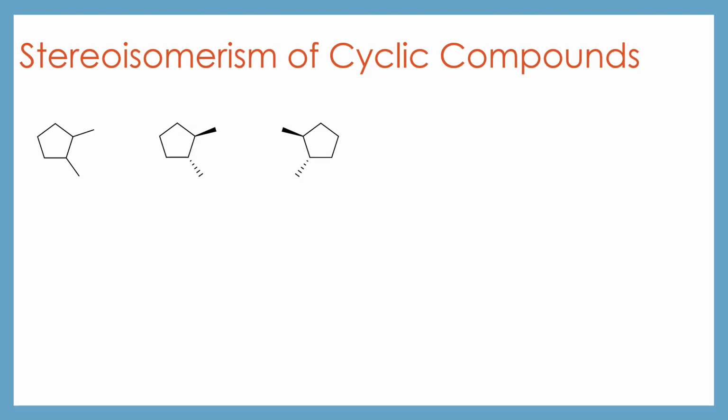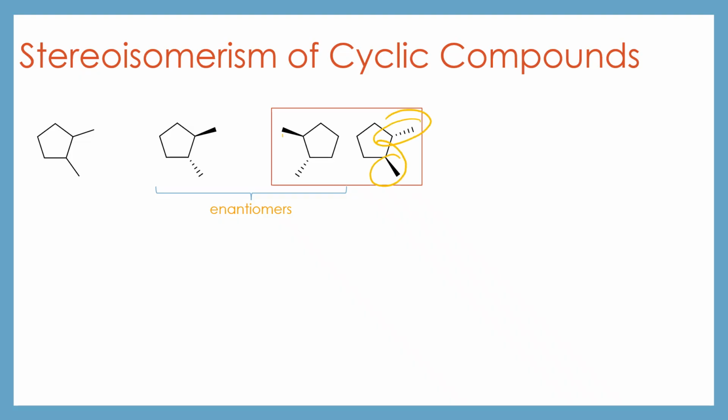If you tried to put them on top of each other, what you'd find is that the wedged bond would go on top of the dashed one, and this dashed one would go on top of this wedged one. So you wouldn't actually get a fully lined up molecule. And this is showing you how if you rotated this or flipped it over like a pancake, you would see how those bonds don't match up.